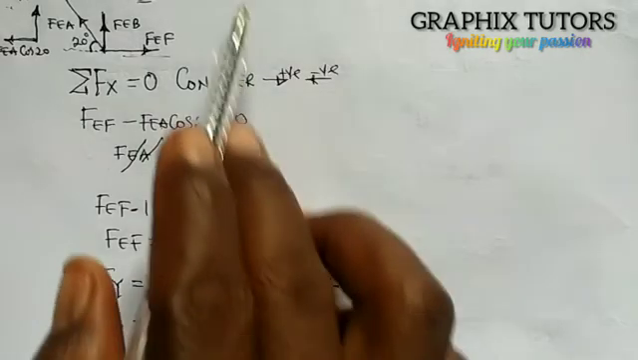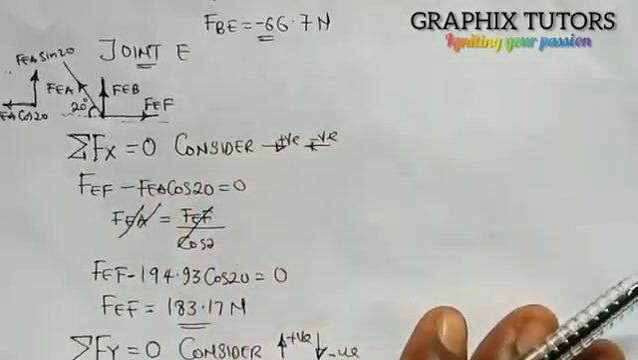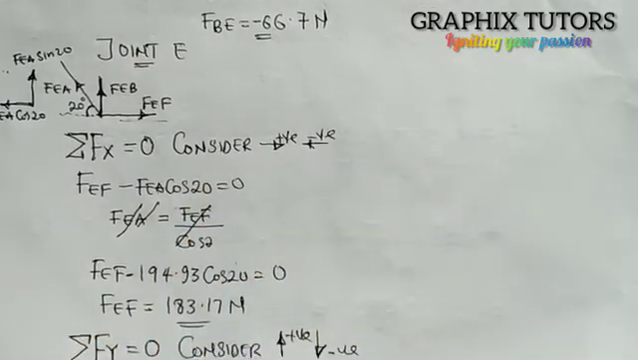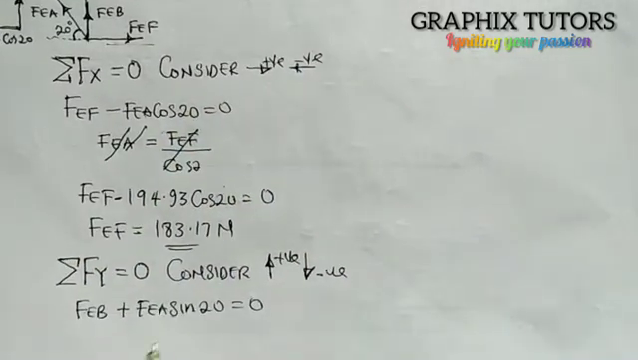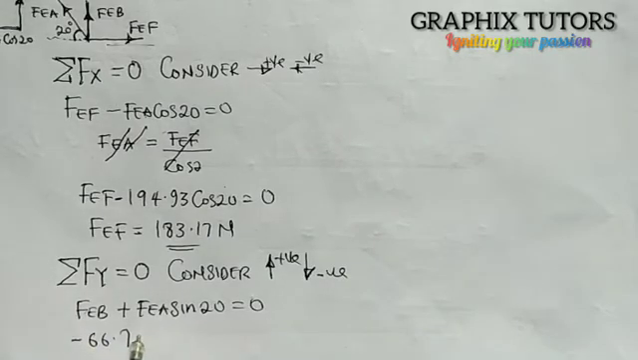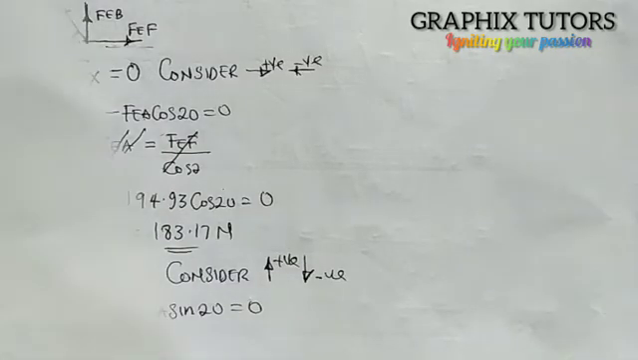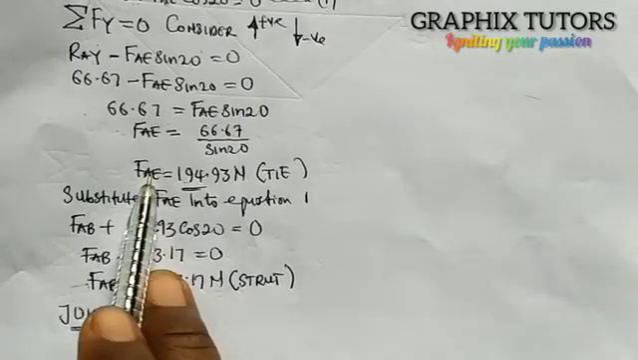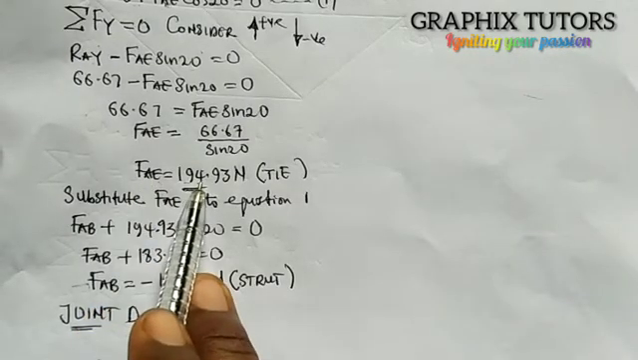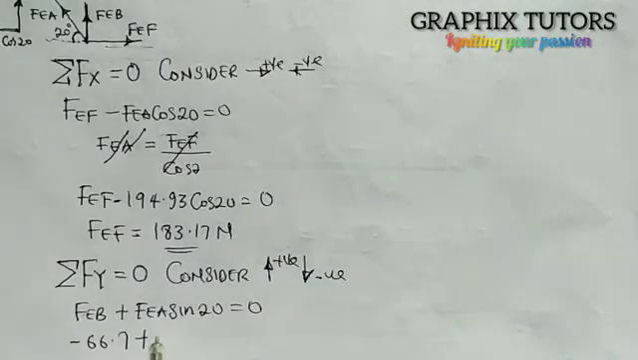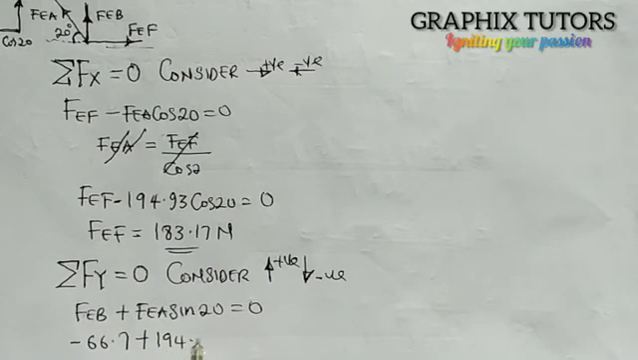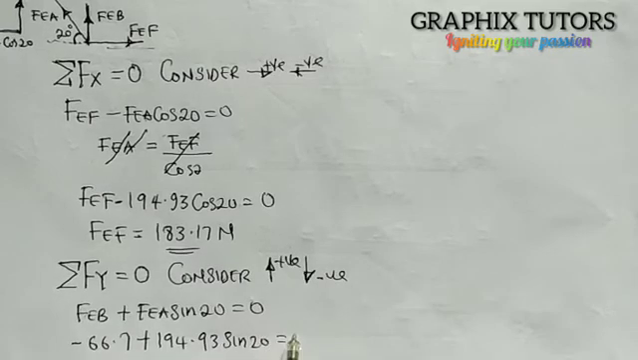Now what is FEB? FEB is what we calculated here earlier to be what? Minus 66.7. So we have minus 66.7, so plus FEA is 194.93. We said FAE; look at it, since I'm saying FEA 194.93. So we have plus 194.93 sine 20 equals to 0.